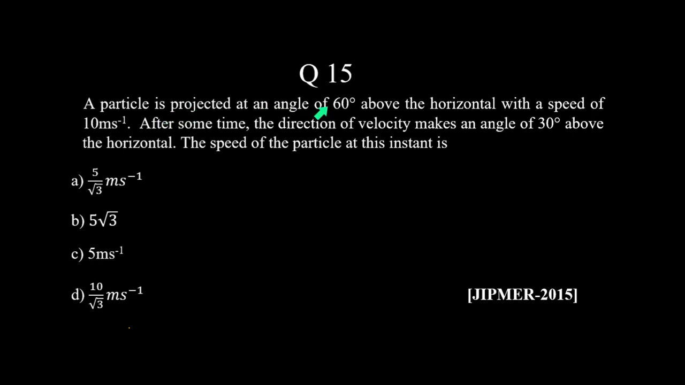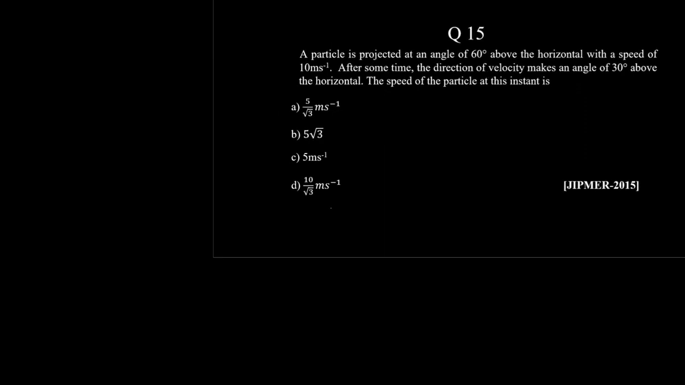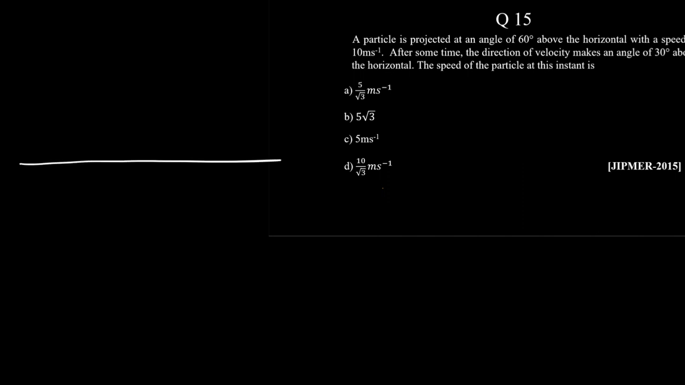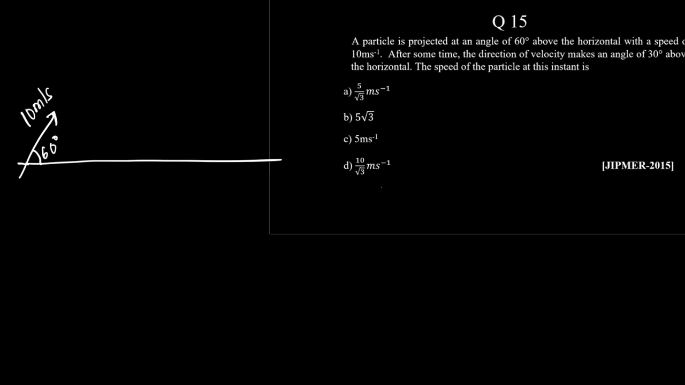A particle is projected at an angle of 60 degree above the horizontal with a speed of 10 meter per second. After some time, the direction of the velocity makes an angle 30 degree above the horizontal. The speed of the particle at this instant is? It's a really simple question, but conceptual with respect to the data given. So a particle is projected at 60 degree with a speed of 10 meter per second.